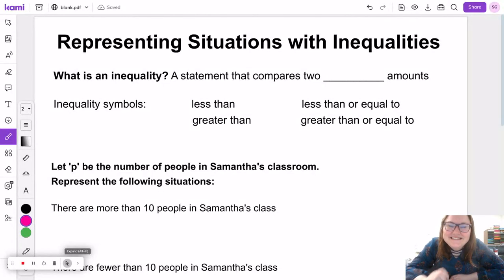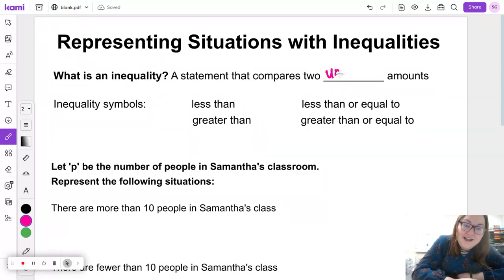Hi math students, this video is going to be introducing this new topic we're talking about, which is representing situations with inequalities. Because we're going to be talking about inequalities the next couple days, let's start with what is an inequality. An inequality is just going to be a statement that compares two unequal amounts.